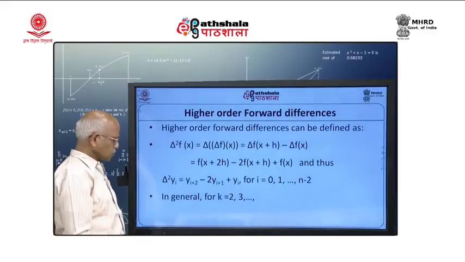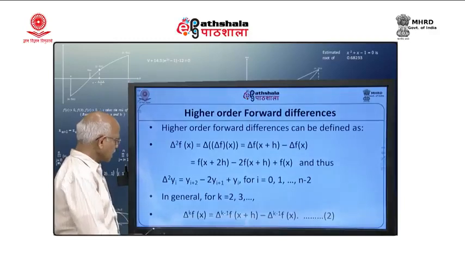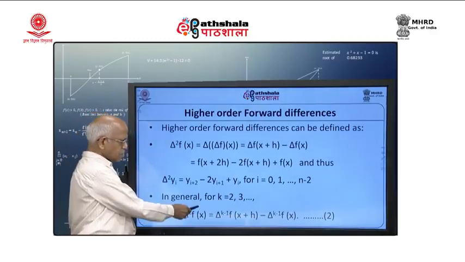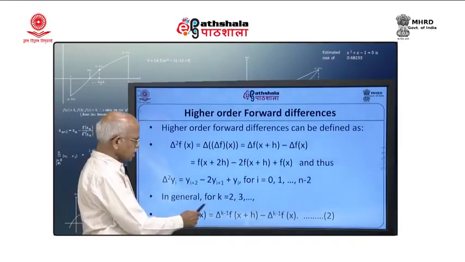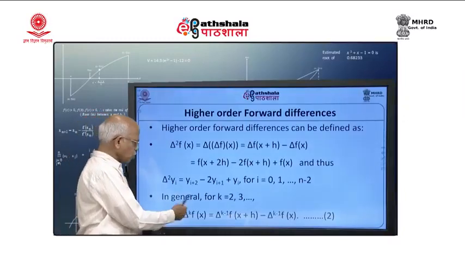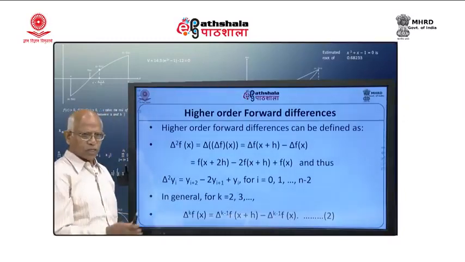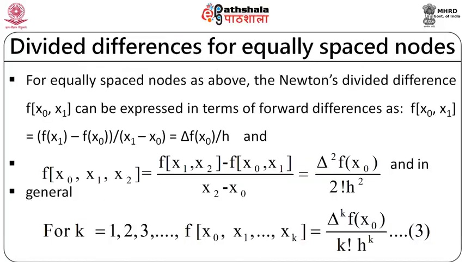In general, for k equal to 2, 3 onwards, we can say that Δ^k f(x) is the same as Δ^{k-1} f at x plus h minus Δ^{k-1} f at x. So, as if the Δ operator is operating on Δ^{k-1} f. So, this is your general formula for the kth forward difference.